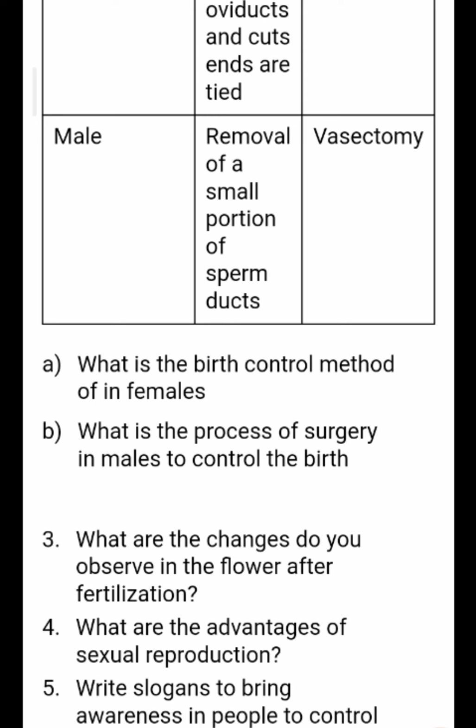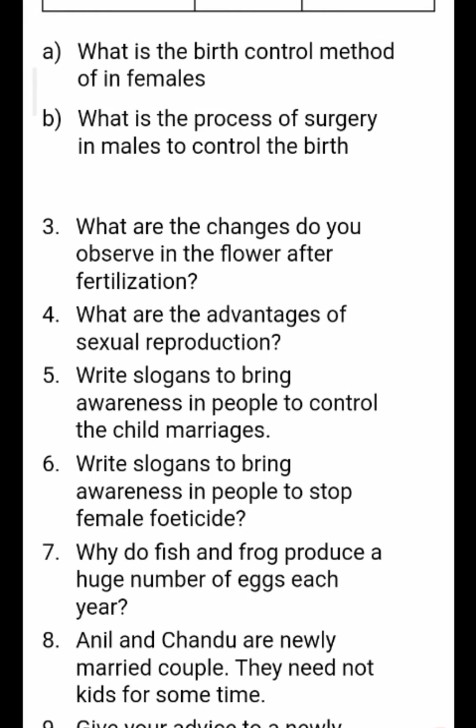What changes do you observe in the flower after fertilization? What are the advantages of sexual reproduction? Write slogans to bring awareness in people to control child marriages. Write slogans to bring awareness in people to stop female foeticide. Why do fish and frogs produce a huge number of eggs each year?